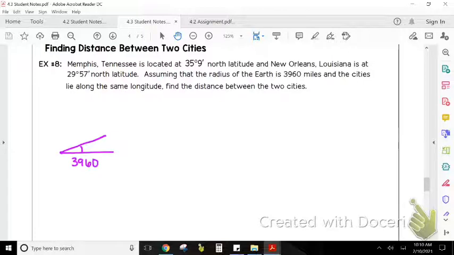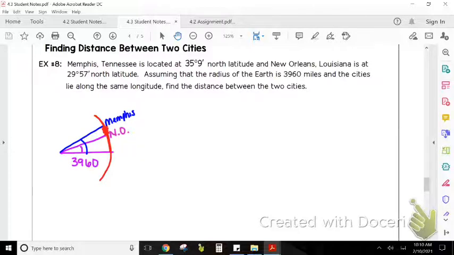Let me label this. So this was New Orleans, and I'm just going to put NO for New Orleans. And then Memphis is a little further north, and it's 35 degrees 9 minutes. They are lying on the same line of longitude, so they're on the edge of that arc of the globe. It wants to know the distance between the 2 cities, so I'm looking for this piece right there that I shaded darker.